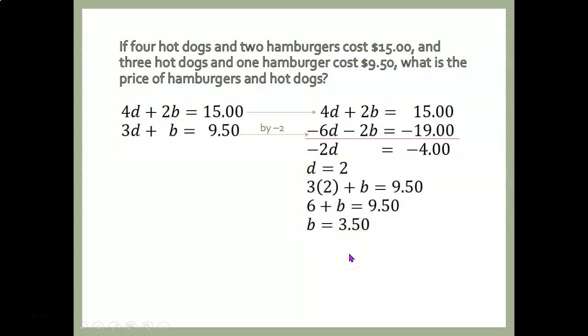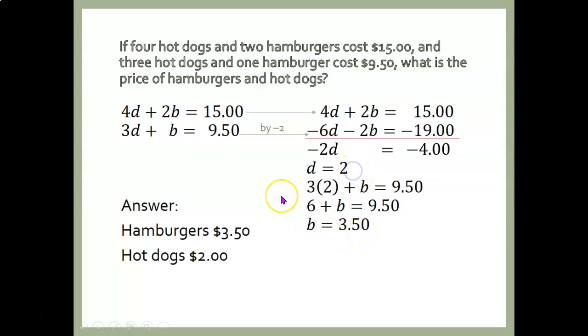So we have numbers for D and B. All that's left to do is to spell out exactly what it is that is the answer to this question. What is the price of hamburgers and hot dogs? Well, I'm glad you asked. Hamburgers cost $3.50. Hot dogs cost $2.